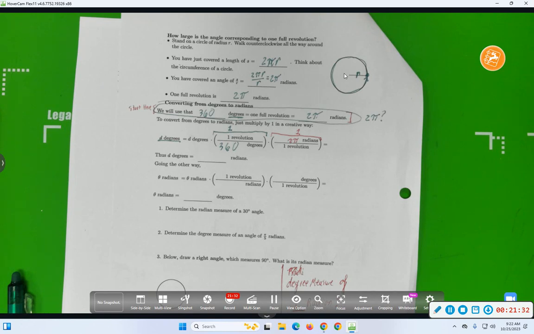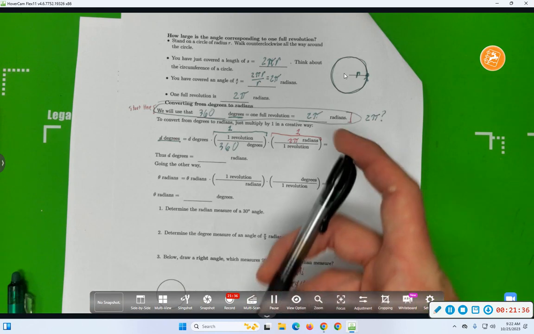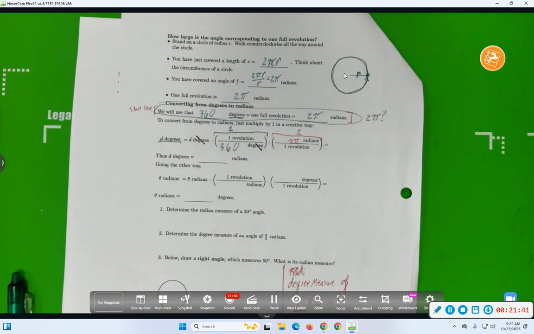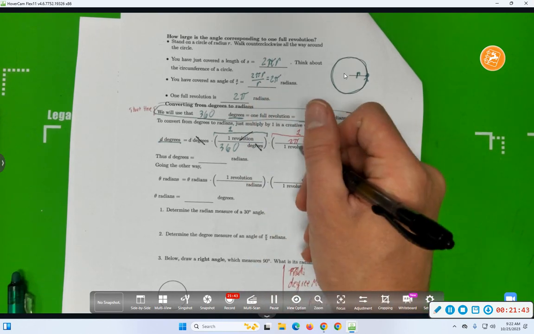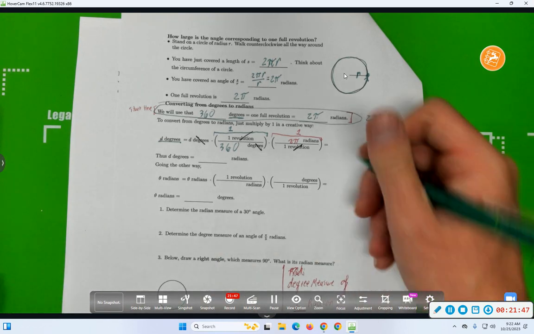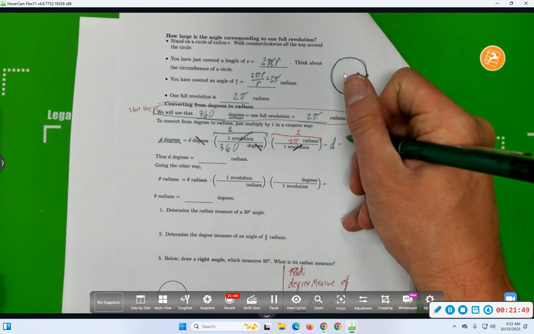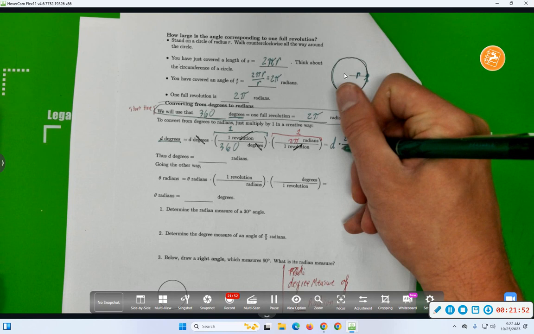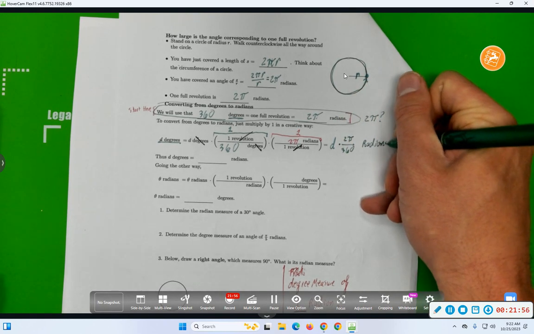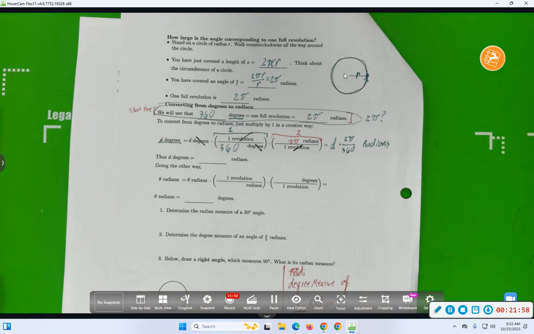Are some units going to cancel now? Yeah. The first fraction was chosen so the degrees cancel. The second fraction is chosen so revolutions cancel. So this looks like it is d times 2 pi divided by 360 radians. And I'm going to use that result an awful lot for the remainder of the semester, whenever I want to convert from degrees to radians.